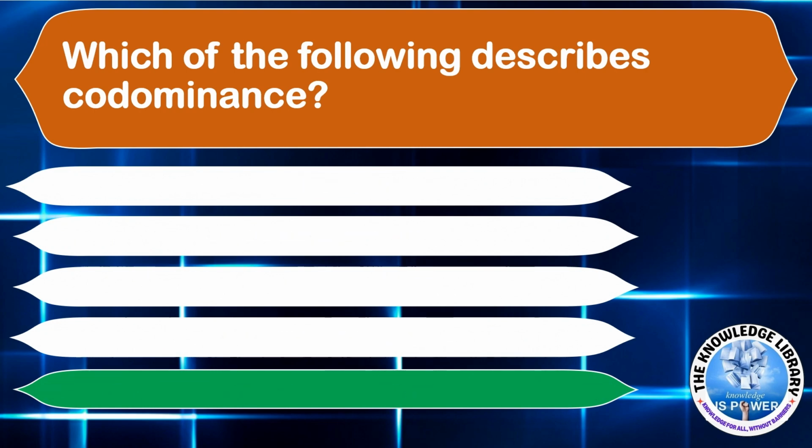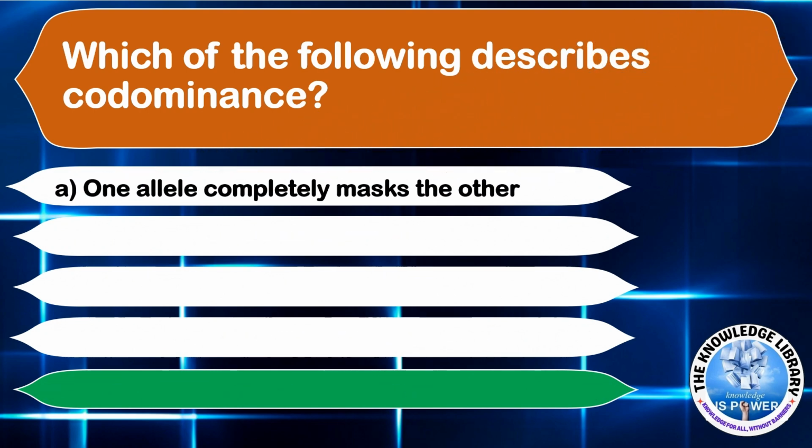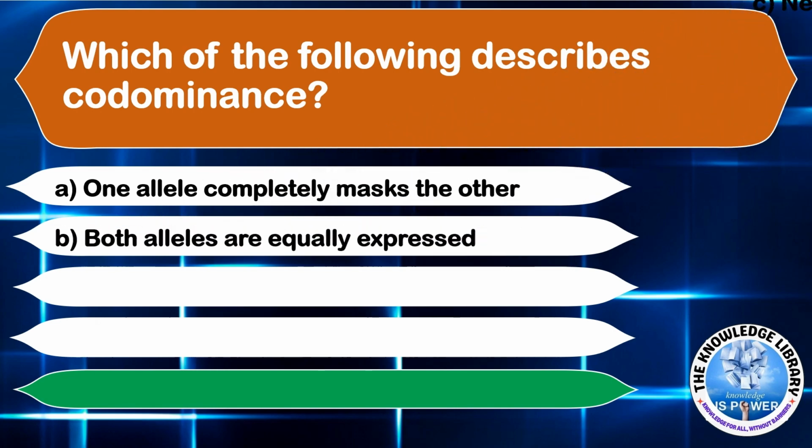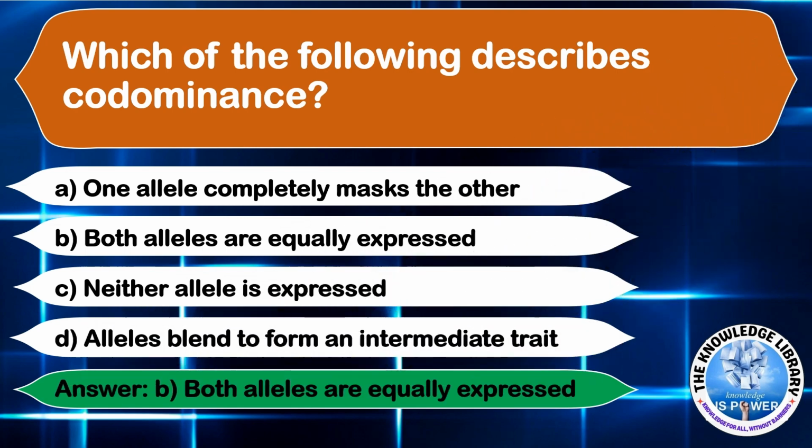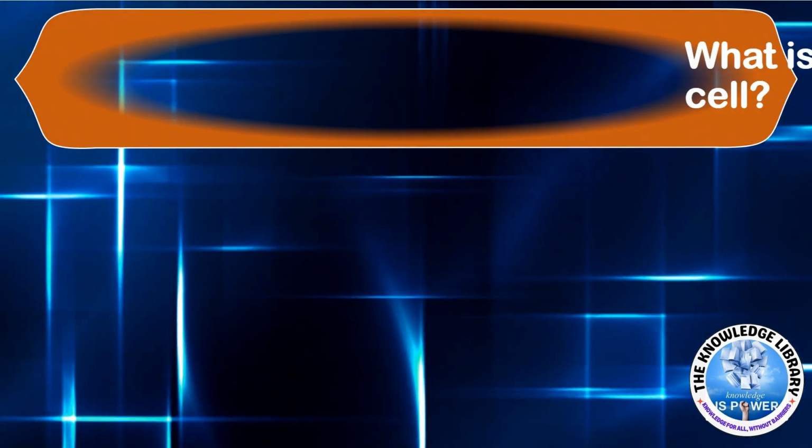The next question is, which of the following describes codominance? Option A, one allele completely masks the other. Option B, both alleles are equally expressed. Option C, neither allele is expressed. Option D, alleles blend to form an intermediate trait. The correct answer is option B, both alleles are equally expressed.